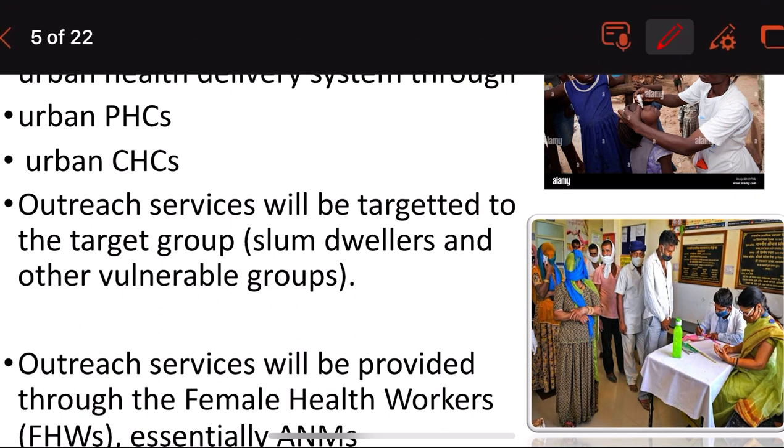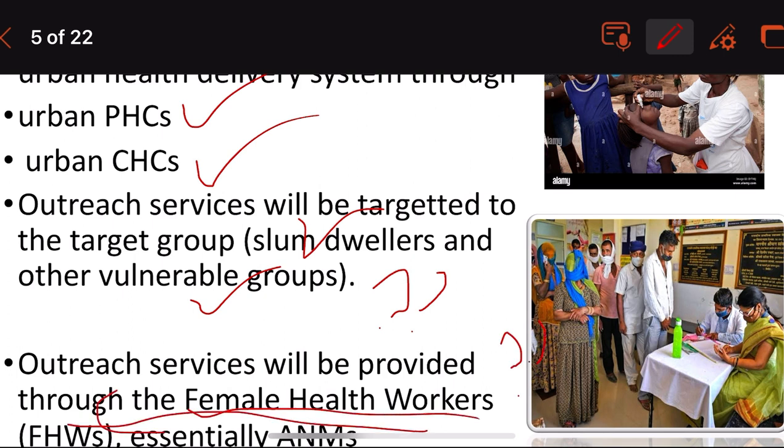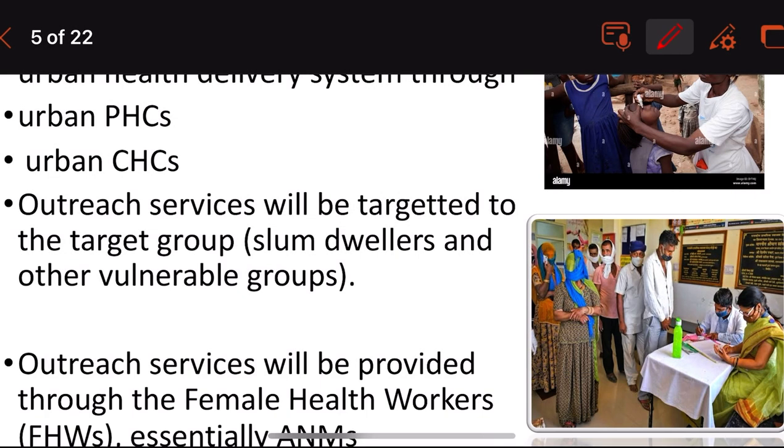So clear, guys, how are we providing the services in the urban areas? By the urban PHC and the urban CHC. To whom is this service mainly directed? The slum dwellers and vulnerable groups. Who is providing the service? Especially the female health workers, essentially the auxiliary nurse midwives.